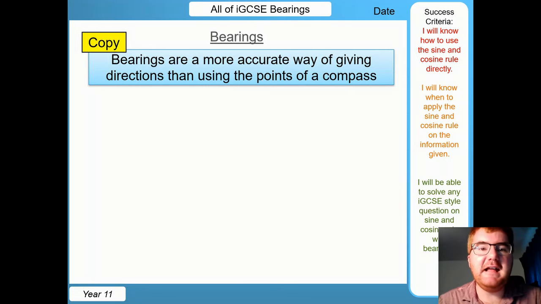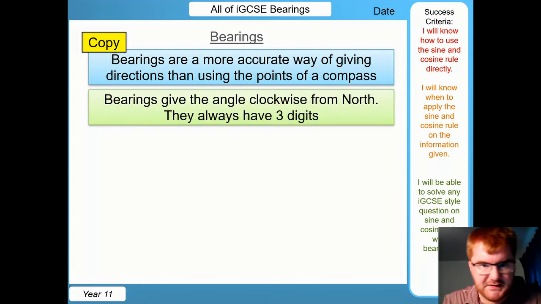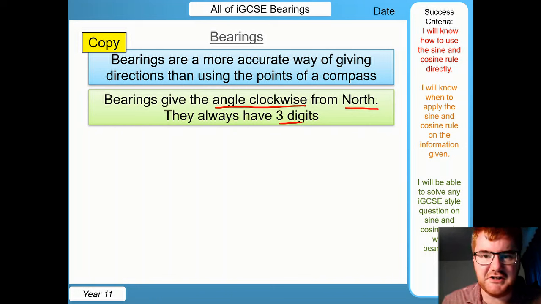Now, a bearing is essentially a more accurate way of giving directions than using a point on the compass. One thing to be aware of is also that bearings give the angle clockwise from north and always have three digits. So these are the things to remember: angle clockwise from the north line, and they have three digits. Now, at the moment, that's not going to mean too much to you, but we're going to look at some examples to show you what that bearing looks like.